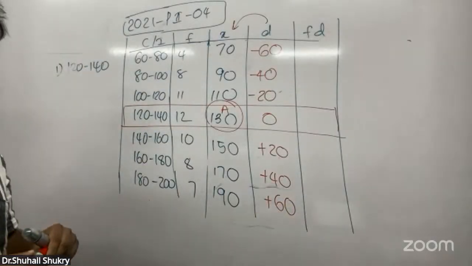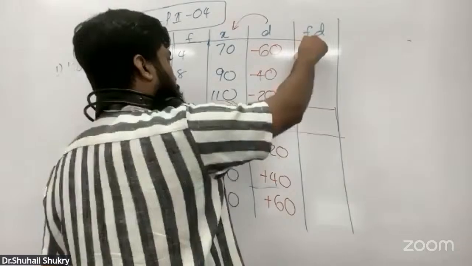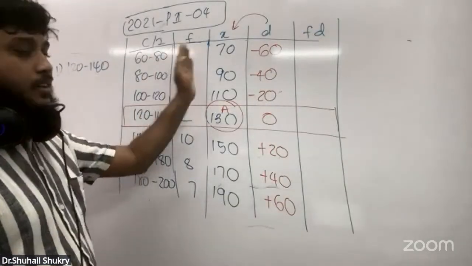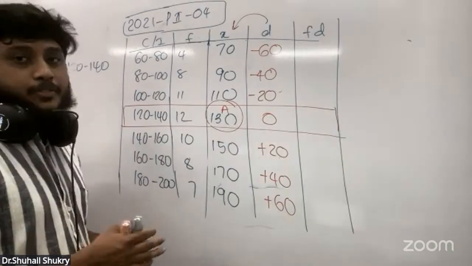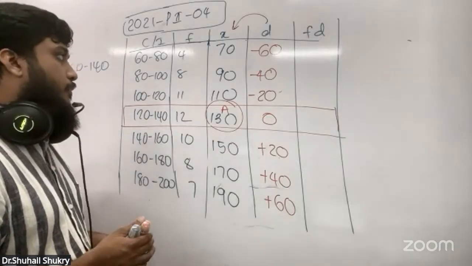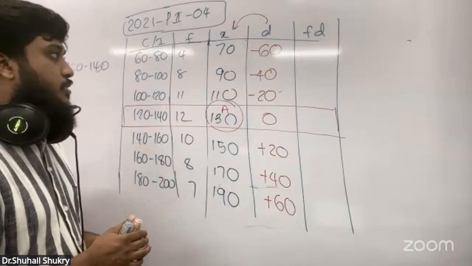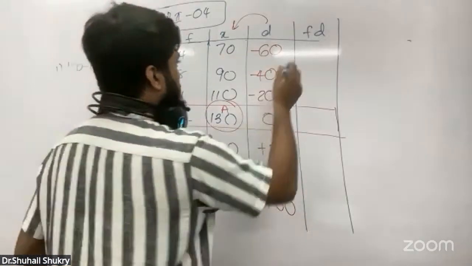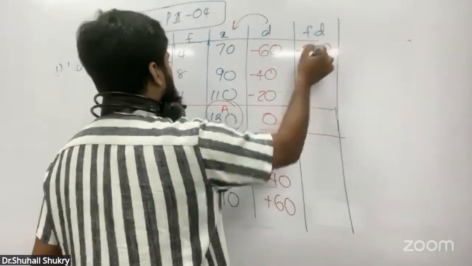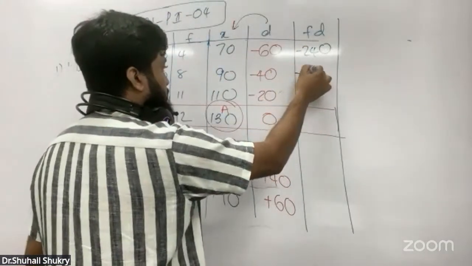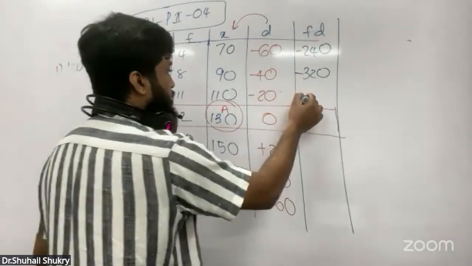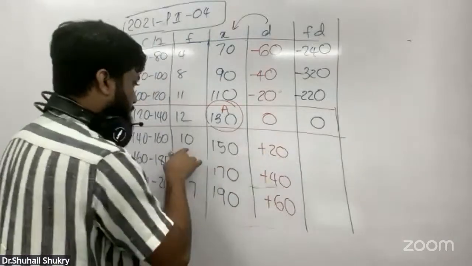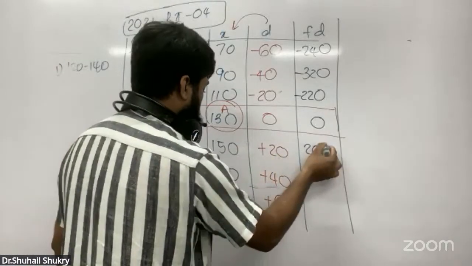Now the next column is the FD column. How should I fill the FD column? I have to multiply F and D here. If I multiply F and D, how much is it? 4 into minus 60 is minus 240. 8 into minus 40 is minus 320. 11 into minus 20 is minus 220. 12 into 0 is 0. 10 into 20 is 200.